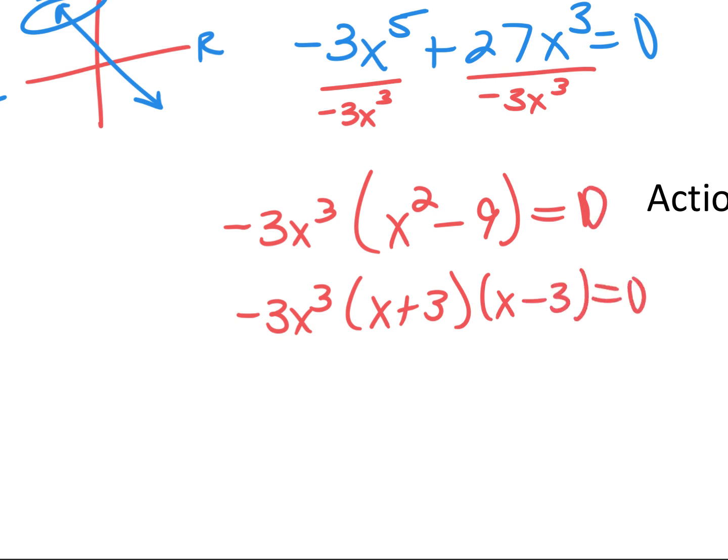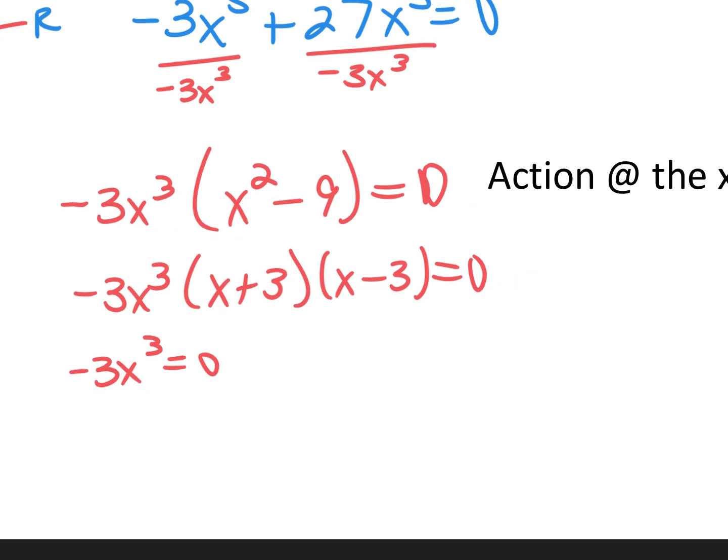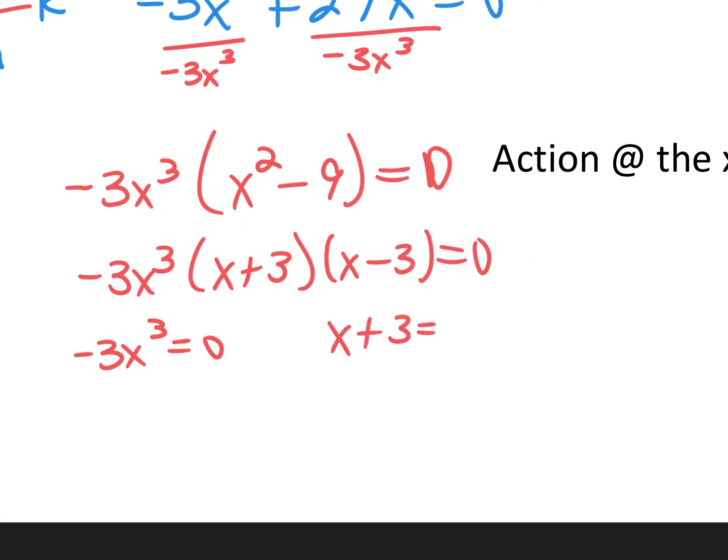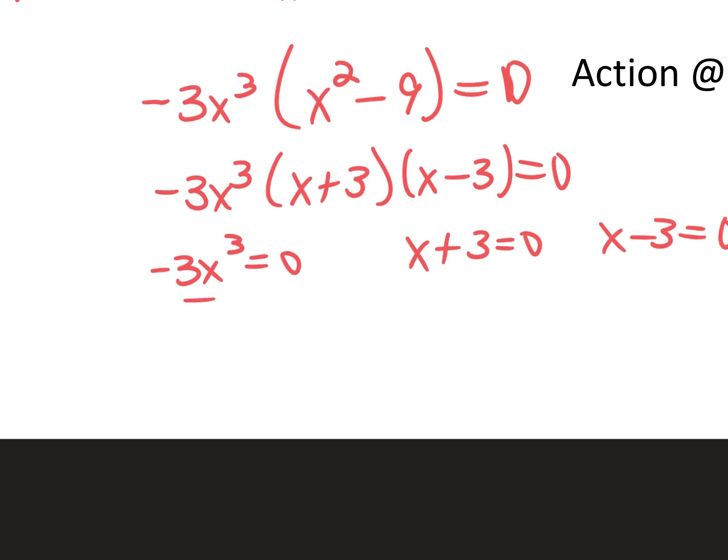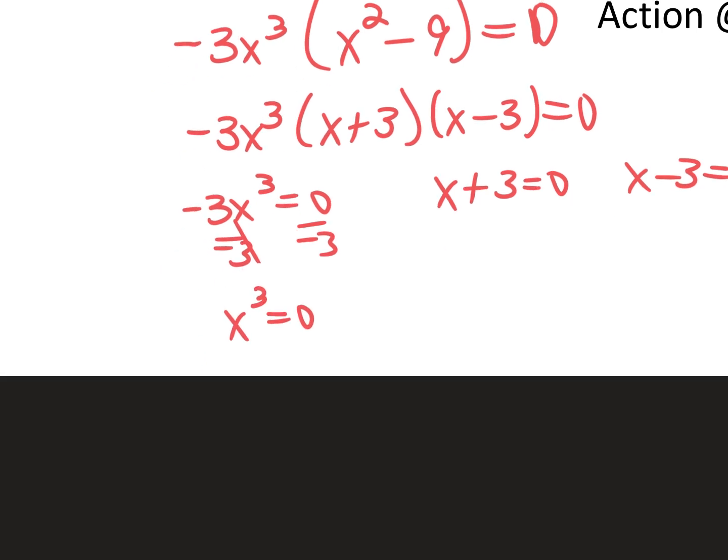Yeah, set them all equal to 0. So I have negative 3x cubed equals 0, x plus 3 equals 0, x minus 3 equals 0. Guys, divide by negative 3. I have x cubed equals 0. How do I get this answer? I take the cube root, yep. What does that mean, the cube root? You have 0 how many times?